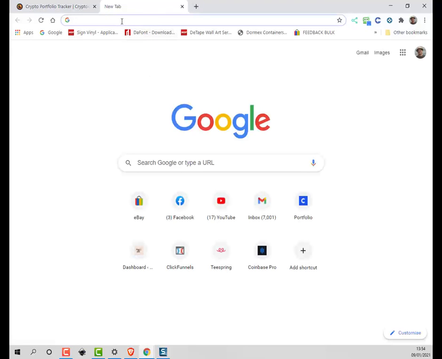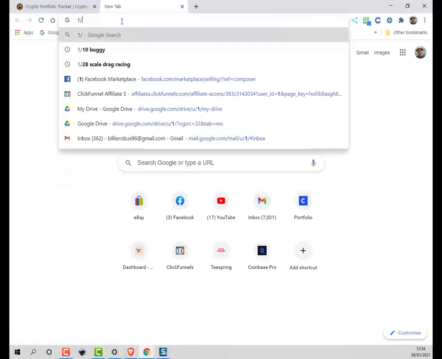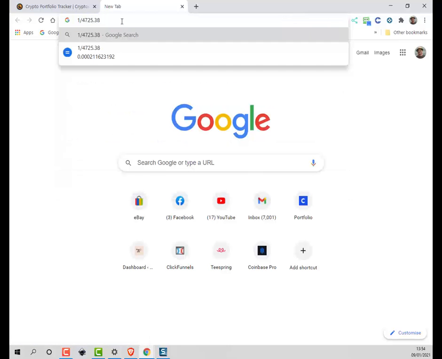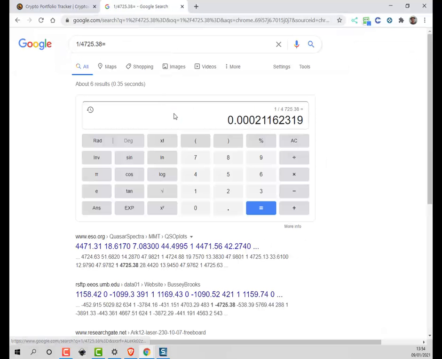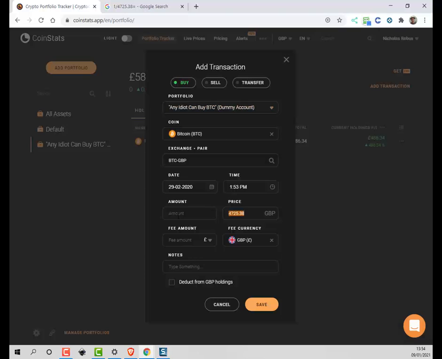We're going to do 1 divided by the price of Bitcoin, and then that gives us the amount of Bitcoin that we could have bought on the day with £1. So we need to then times that by 100. So that gives us 0.02 Bitcoin. Wow, that's a lot. Okay, so we'll pop that in there for the amount that we're buying.